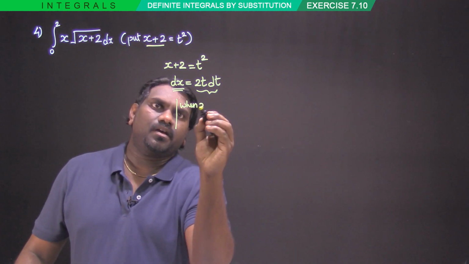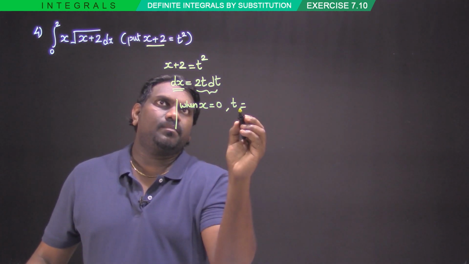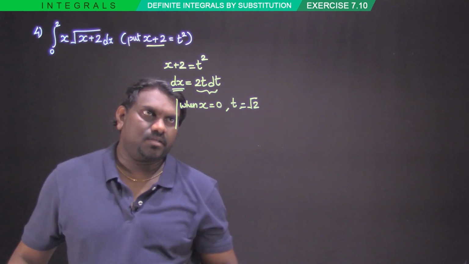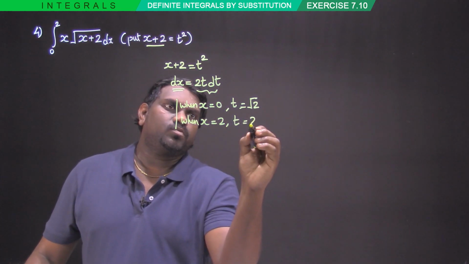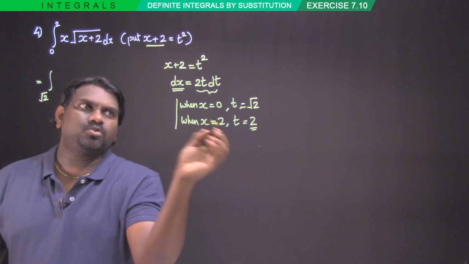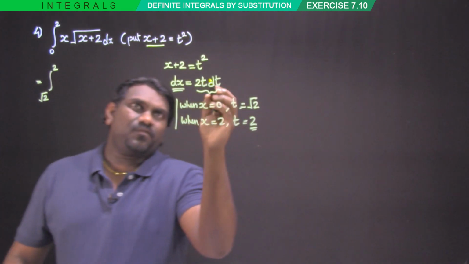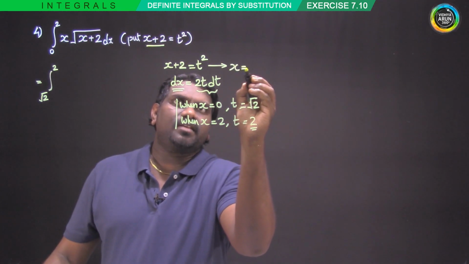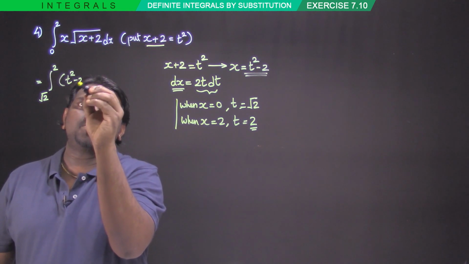Okay, and then your limits, let's check what the limit is. When x is equal to 0, t is going to be root 2, because t is the square root of x plus 2. When x is equal to 2, what happened to t? 2 plus 2 is 4, then it's 2. So the limits: for 0 it's root 2, and for 2 it's 2. Fine. Then what happened here? If this one is t square, then what is the value of x? From here, x is equal to t square minus 2. So what is x here? It's t square minus 2.